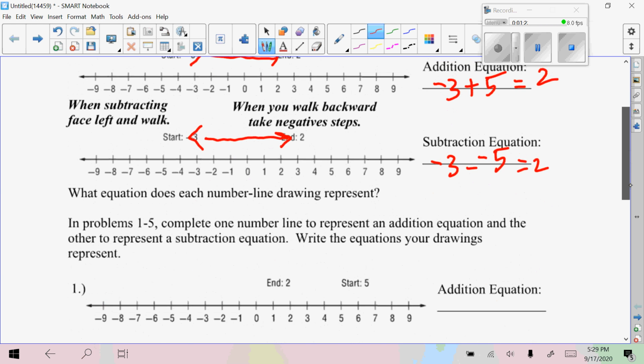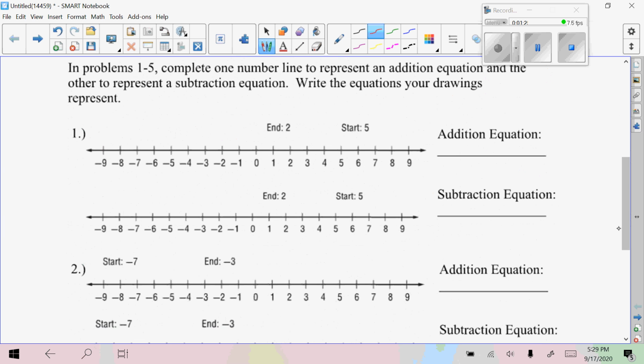All right, let's do one more like that. So for addition, that means we're facing to the right. We're starting at 5, facing to the right. I end up at 2, which means that I'm going the opposite of the way I'm facing, which means that I am adding a negative because I'm going opposite. So I'm adding -3 because the length of this arrow is 3.